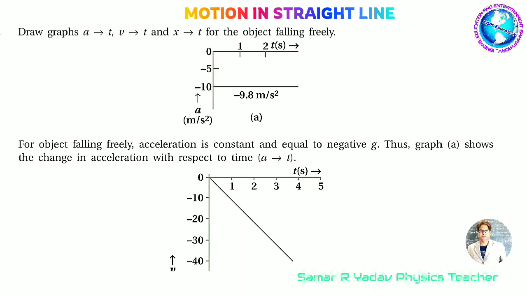Draw graphs of a versus t, v versus t and x versus t for an object falling freely. You can see here the graph of a versus t for an object falling freely. Acceleration is constant and equal to negative g. Thus, the graph shows the change in acceleration with respect to time, a versus t.